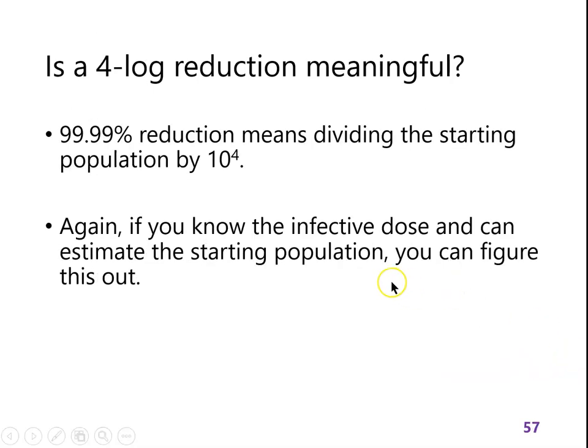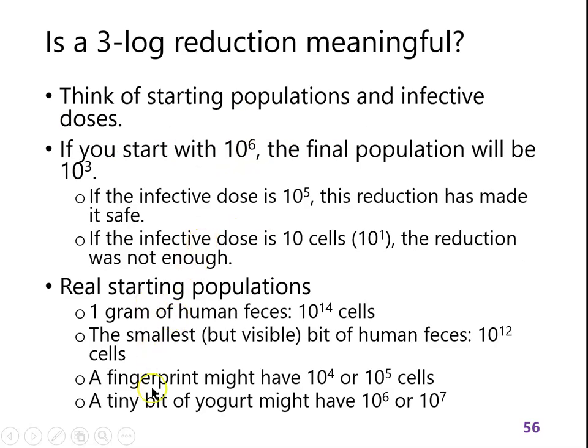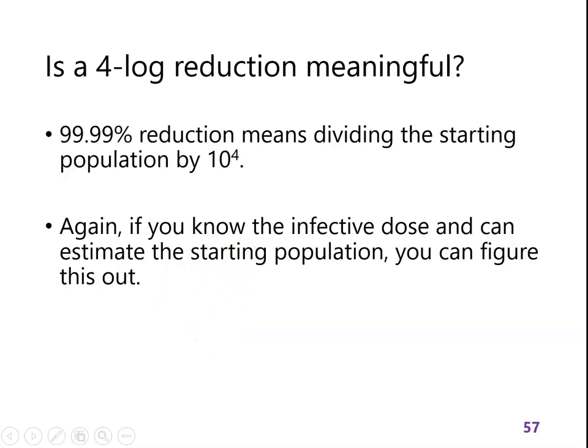And just to help with this, I want you to see a 4-log reduction. If you see 99.99%, this is a 4-log reduction. Every time you add a 9, this number goes up, and what you divide by goes up. If you know that this is a division by 10 to the 4th, you can apply this to these same starting populations. The point I want to make here is that something like hand sanitizer is not up to the challenge of protecting you from high populations of bacteria.